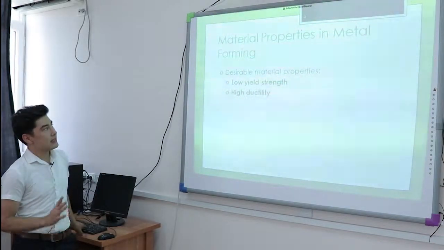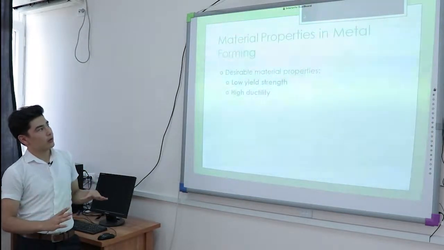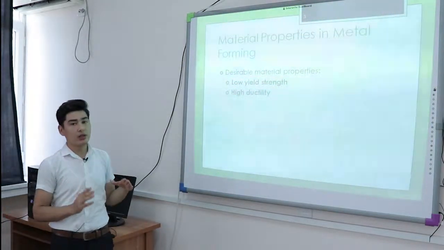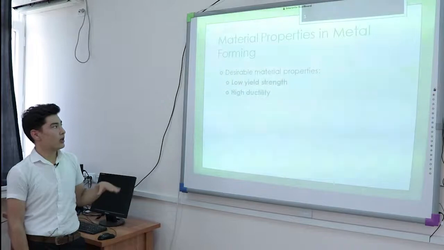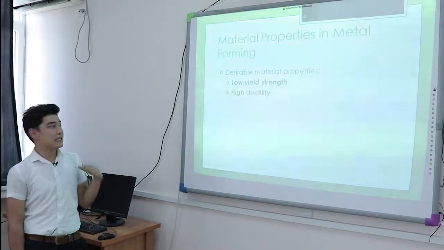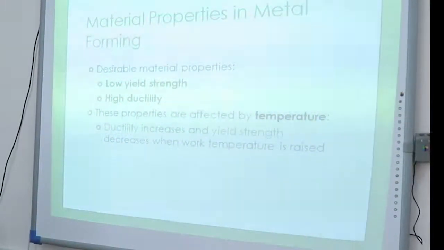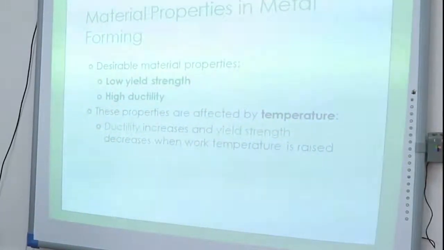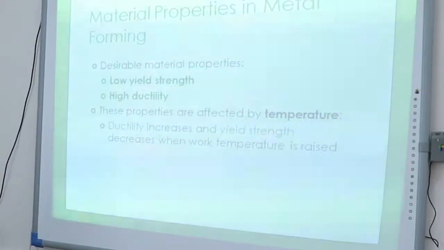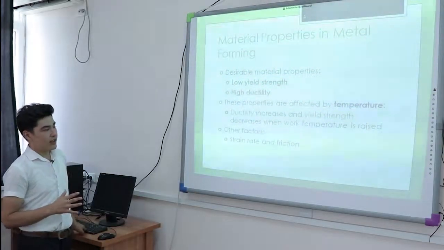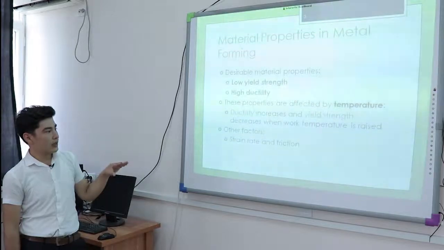Material properties and metal forming. We should know that in every metal forming process, we need to consider material properties. The first desirable material properties are low yield strength and high ductility. These properties are affected by the temperature. Ductility increases and yield stress decreases when work temperature is raised. Other factors that should be considered are strain rate and friction.